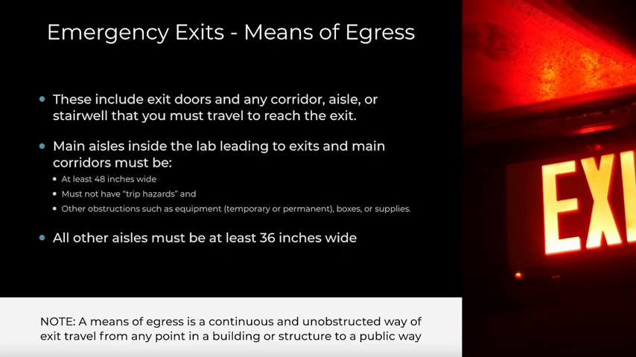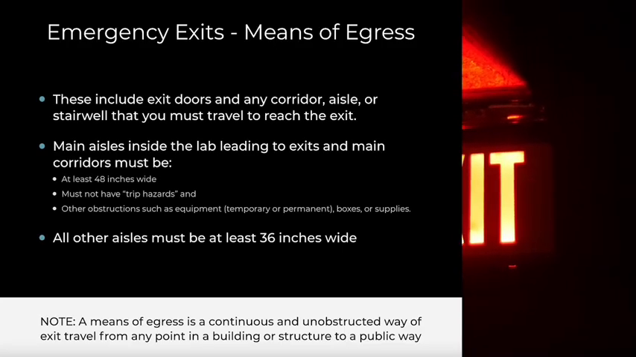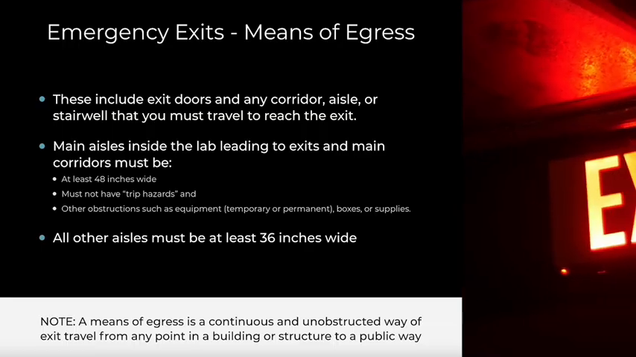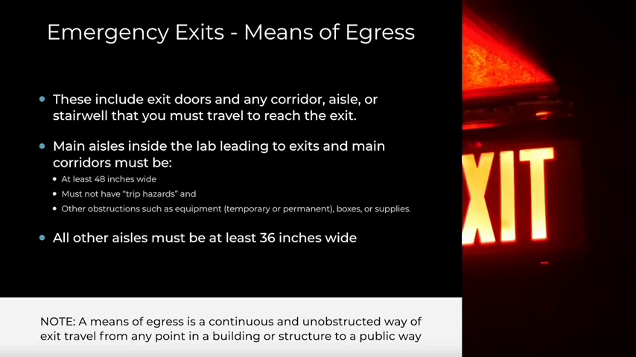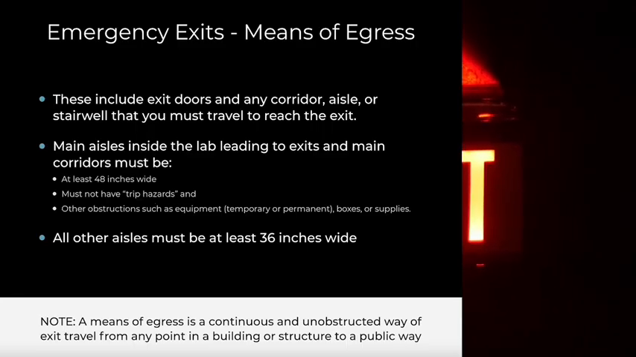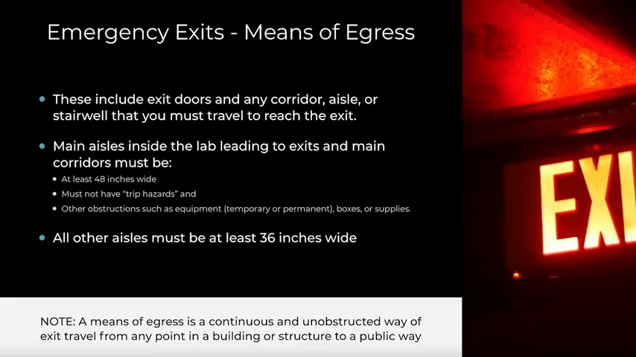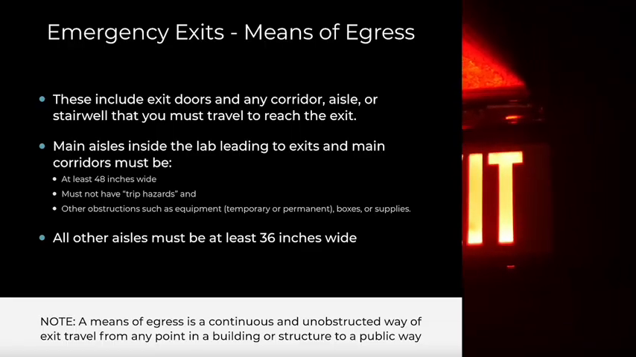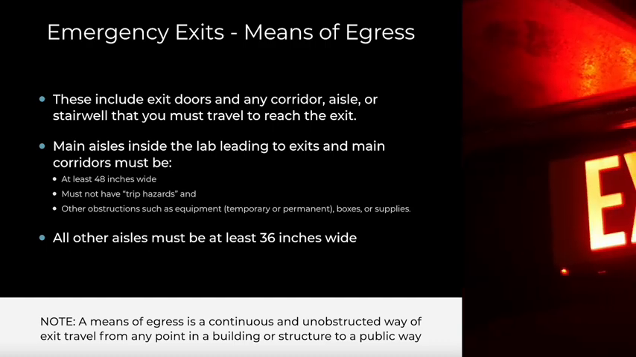In case of an emergency, it is crucial to know the location and proper use of emergency exits, also known as means of egress. These include exit doors, corridors, aisles, and stairwells that lead to the exits. It is important to maintain main aisles inside the lab leading to exits and main corridors to be at least 48 inches wide, free of trip hazards, and other obstructions such as equipment, boxes, or supplies. All other aisles must be at least 36 inches wide.